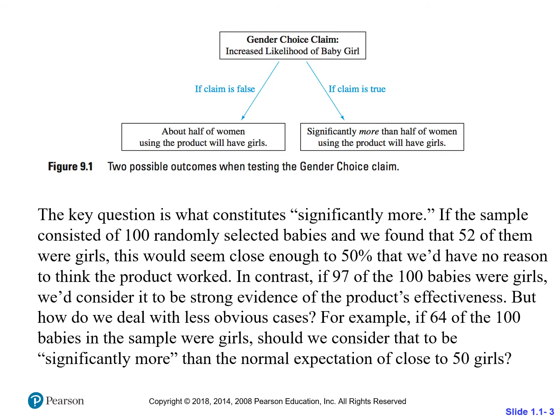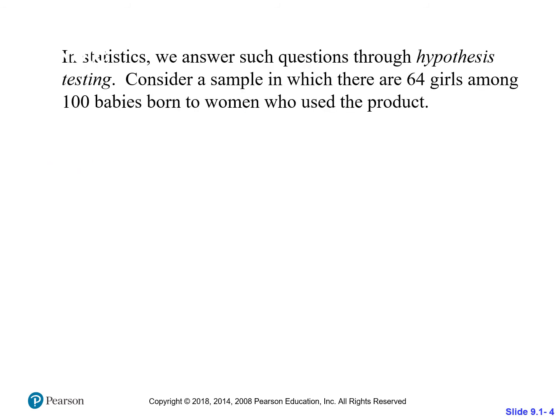So what's significantly more? Well, let's say that we found out of 100, 52 of them had girls. Probably not good enough, but if 97 out of the 100 had girls, we'd say, oh yeah, very, very effective. But what happens if we have like 64? Is that significantly more than 50%? Here's where we have to think about that a little bit.